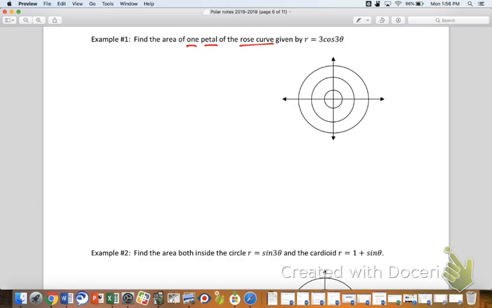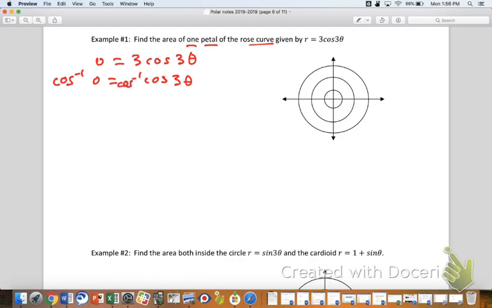Since I know that the petals start and stop at the origin, I can start to get a sense of this if I just set r equal to 0. Start to get a sense of, all right, how many petals might there be and where do they start and stop? Even if I don't know exactly what the graph looks like, that's what I would do. So I'd say 0 equals 3 cosine of 3 theta. And of course, that means that 0 equals cosine of 3 theta. I do the inverse cosine.